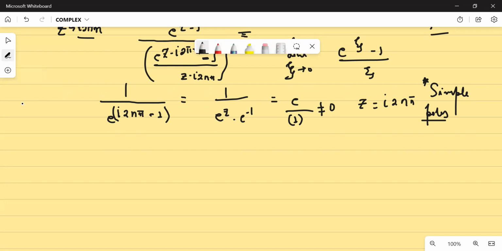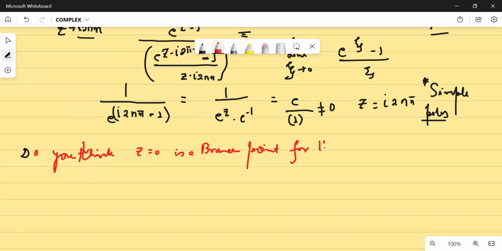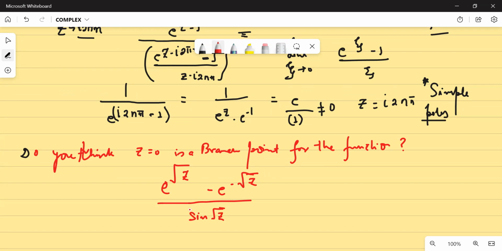Do you really think? Yesterday I was doing a question. Now on the very same line I'm asking: do you think z equal to 0 is a branch point for the function that I'm writing right now, e raised to power root over z minus e raised to power minus root z divided by sine root z? If I'm not wrong, this should be the question. What do you think, that z equal to 0 is a branch point or other point?